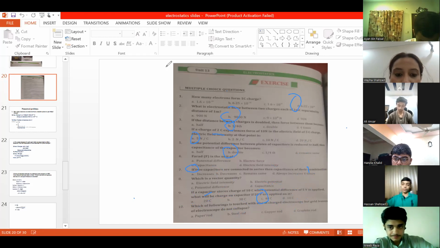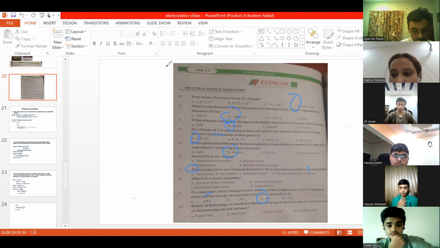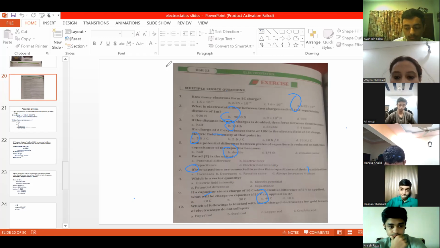Okay, we left the MCQ number 8, which is a vector quantity: option A electric field intensity, option B electric potential, option C potential difference, option D capacitance. Yes, Areeb, can you tell me which is the vector quantity from the following options? Give me the right answer. Unmute yourself and tell me the answer. Choose the right option from A, B, C, D, and give me the reason. The right option is option A, electric field intensity, right?